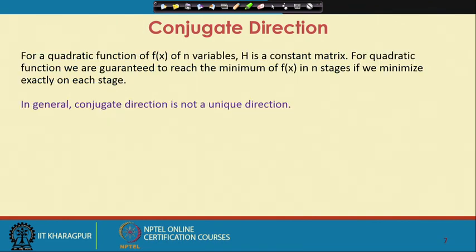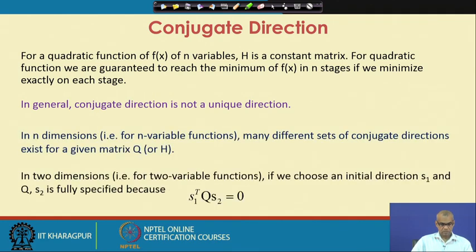For a quadratic function f(x) of n variables, the Hessian matrix H is a constant matrix. For a quadratic function, we are guaranteed to reach the minimum of f(x) in n stages if we minimize exactly on each stage. In general, a conjugate direction is not unique. In n dimensions, that is for n-variable functions, many different sets of conjugate directions exist for a given matrix Q or Hessian matrix H.